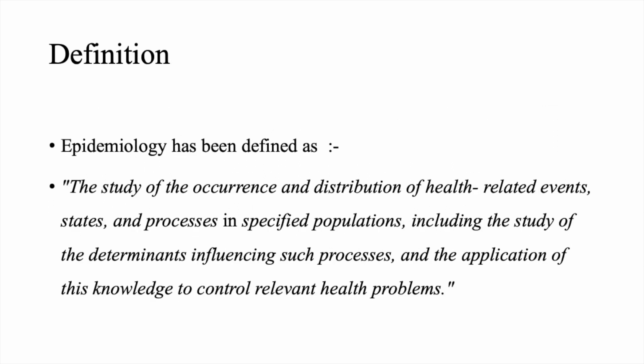At present, epidemiology has been defined as the study of the occurrence and distribution of health related events, states, and processes in specified populations, including the study of the determinants influencing such processes and the application of this knowledge to control relevant health problems. So you can see there are many words used: study, occurrence, distribution, health related events, states, determinants. So let's see what these words mean.